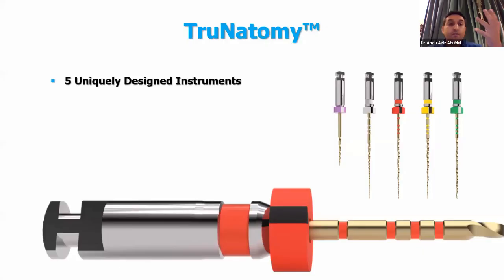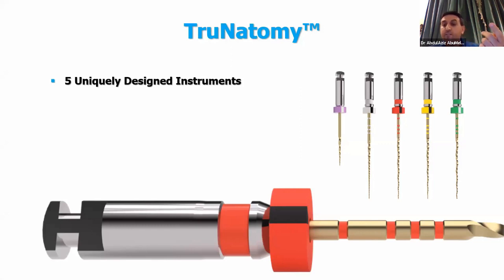What are the components of this system? It has a unique design with an orifice opener, a glider, and then the finisher, which comes in 3 sizes. They have 20 and 25, and it's not really 25, it's 26 and 36. I will show you the design and the numbering.